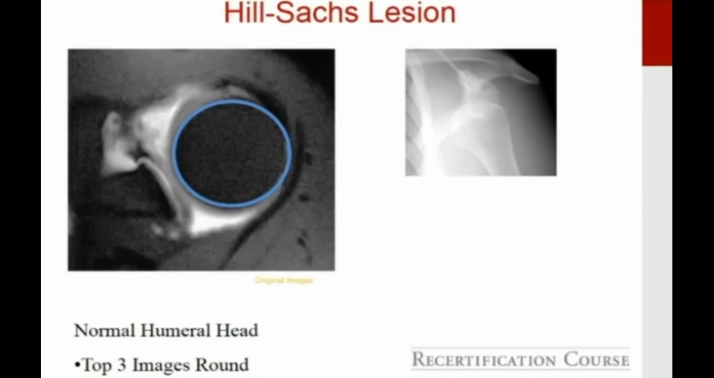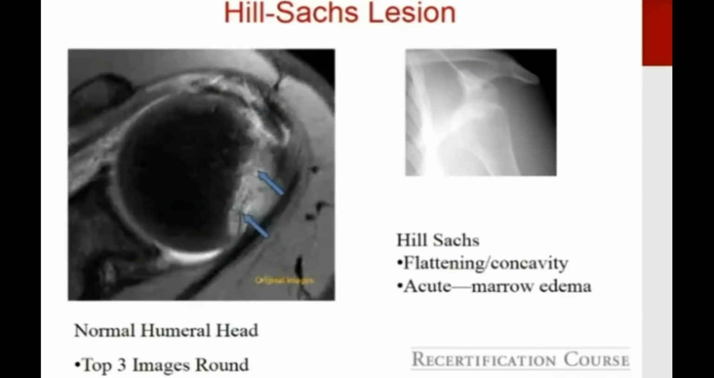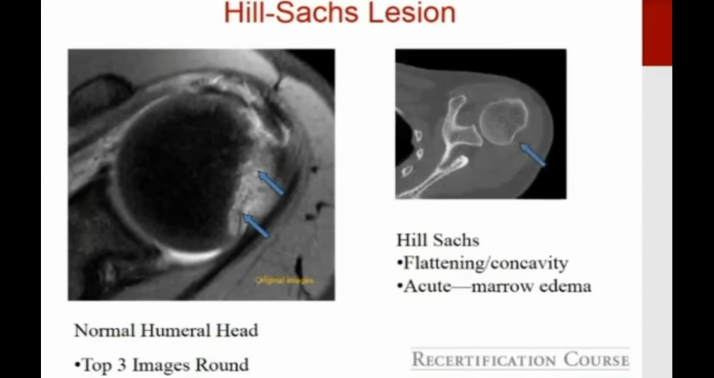After dislocation, you get this impaction type injury, with flattening or concavity along the posterolateral aspect of the humeral head. In the acute setting, you can see marrow edema, as we see in this particular case, and this represents a Hill-Sachs lesion and indicates a recent or a prior anterior subluxation event. This can also be shown on CT imaging. So once again, if you're looking through the top couple images of the humeral head, it should be a round structure. If you see flattening or concavity, this indicates a previous anterior subluxation event.